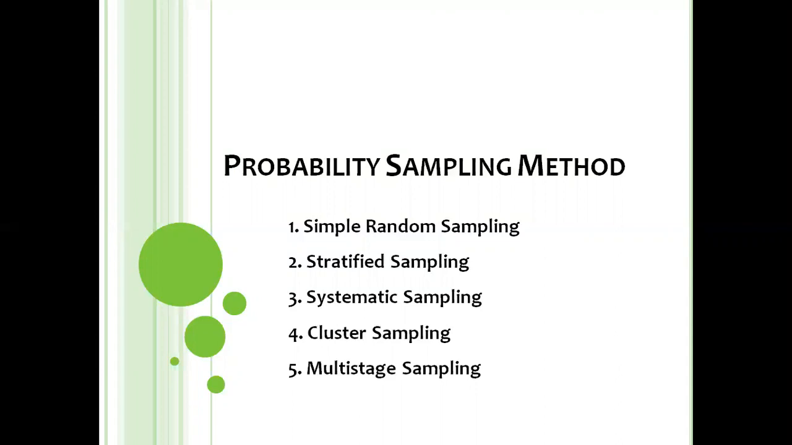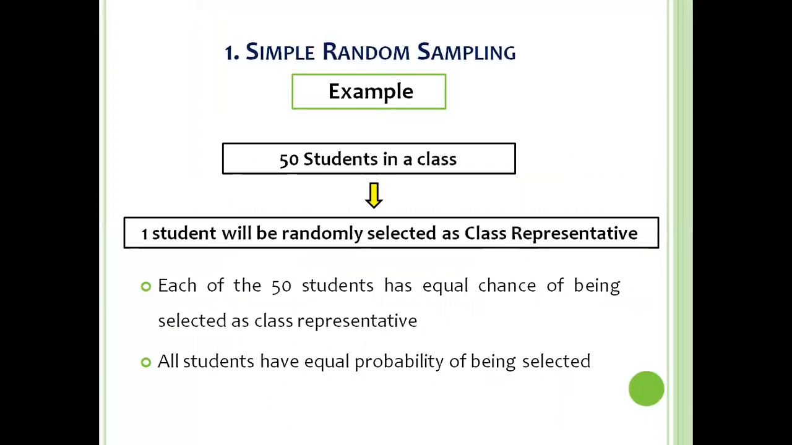To begin with, let's start with what is simple random sampling. To understand simple random sampling, let's use an example. Let's say there are 50 students in a class, and from these 50 students, we have to select one student who will be a class representative. Now, what will the teacher in charge of that class do? He or she will randomly select any one of the 50 students as a class representative. During the process, each of the 50 students has an equal chance of being selected. Therefore, the probability of each and every student being selected as class representative is equal.